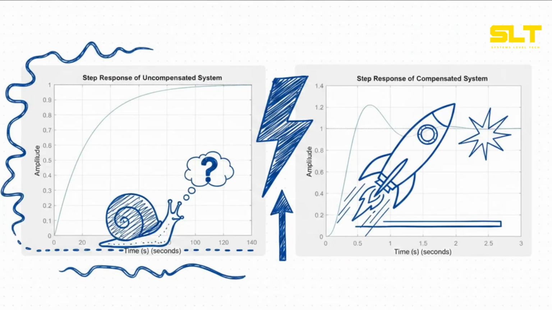And this brilliantly illustrates our success in the real world. When we compare the sluggish crawl of the uncompensated system we started with, the one taking 140 seconds to reach its target, to our new compensated system, it's pretty mind-blowing. The new system rockets up and levels out in under 3 seconds. The transformation is literally night and day.